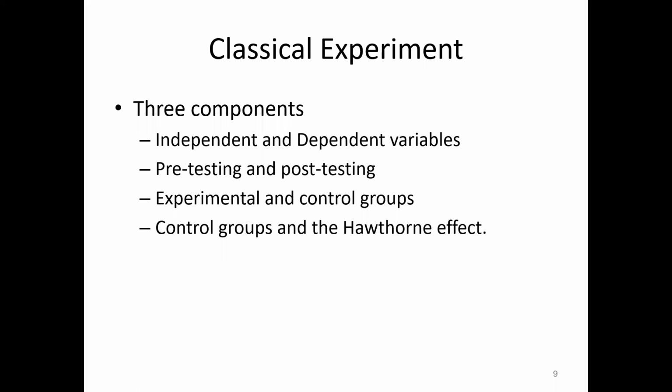In classical experiments, there are three components. Now, I know there are four things listed there, but I'll explain it when we get to that point. So the first set of components is an independent and dependent variable. An experiment examines the effect of an independent on a dependent variable.